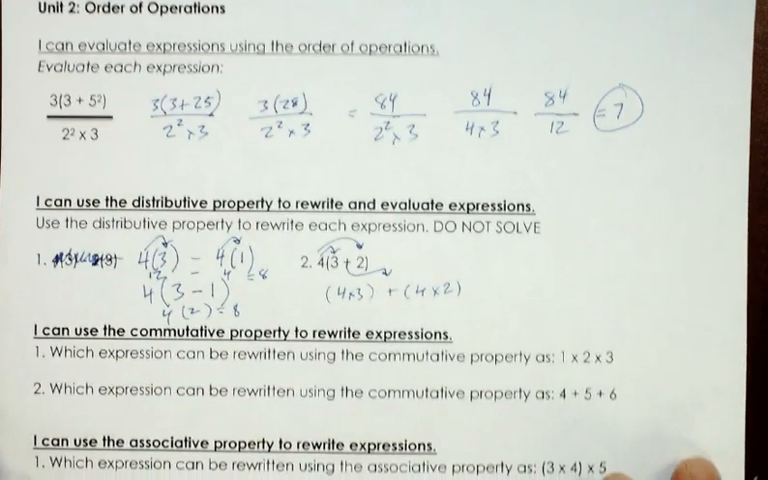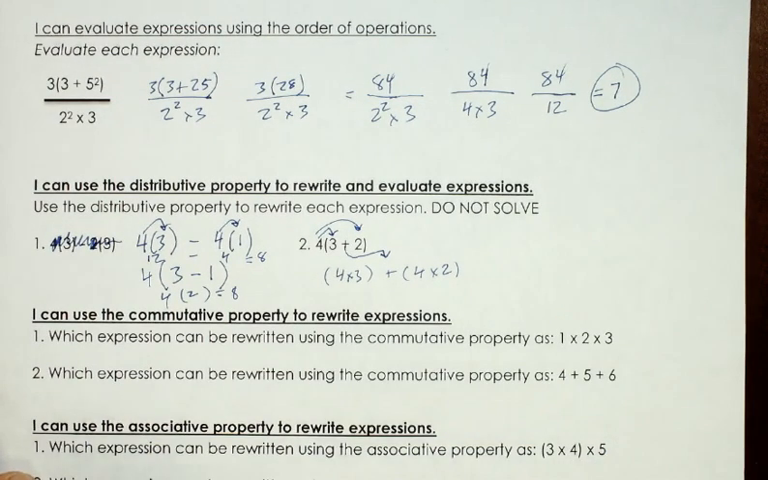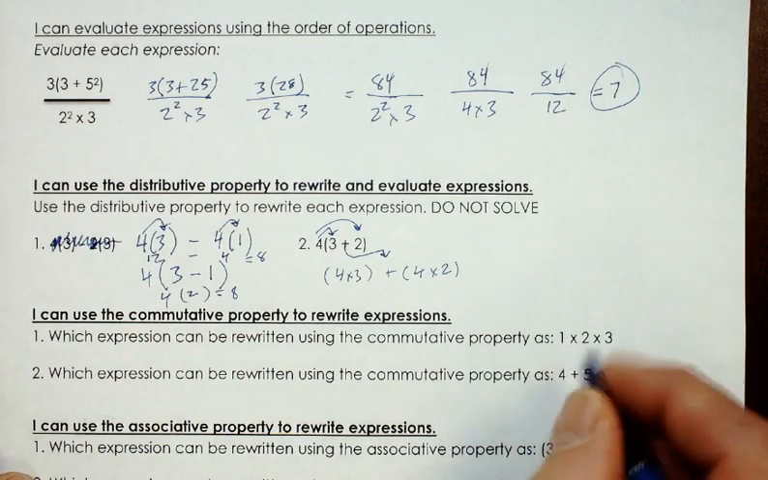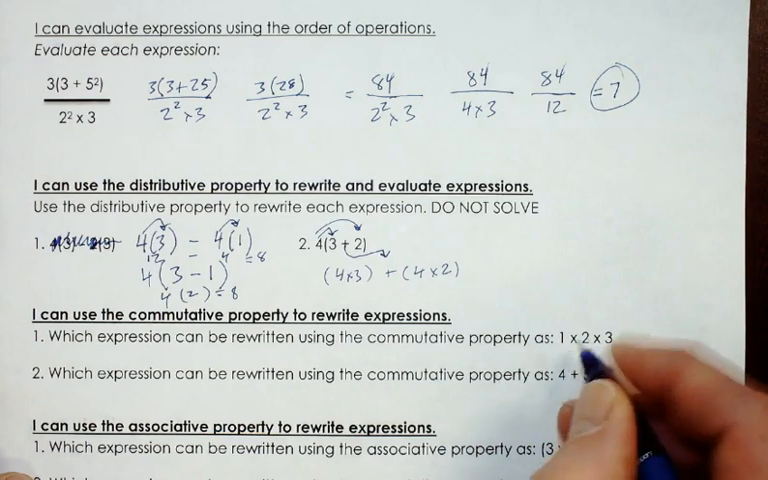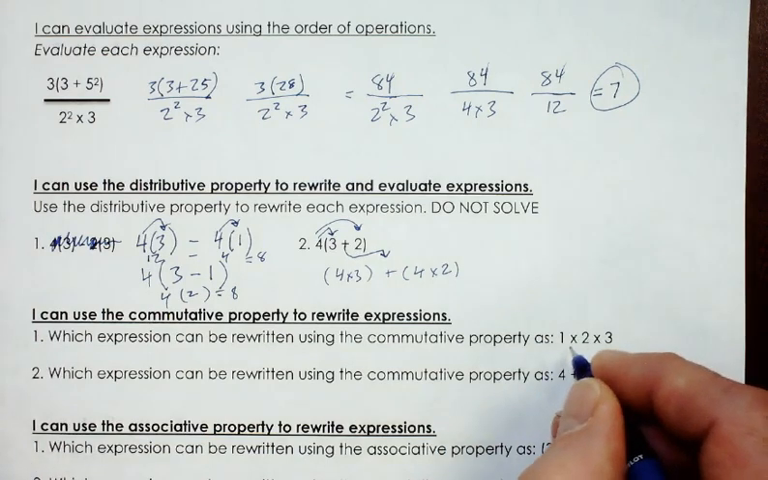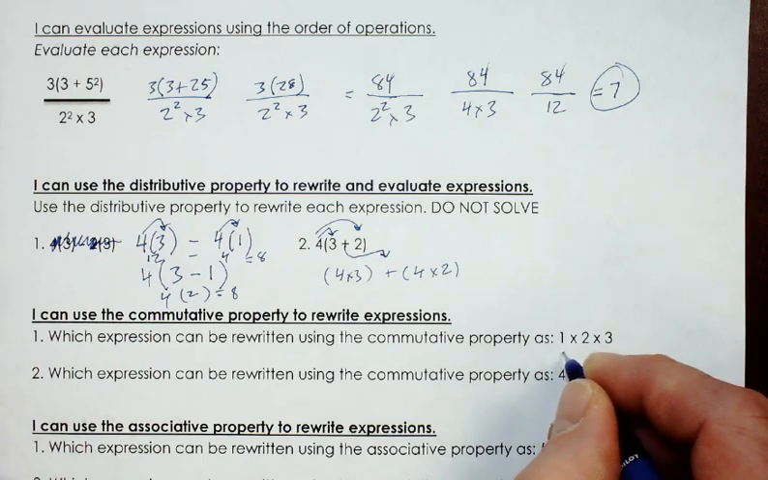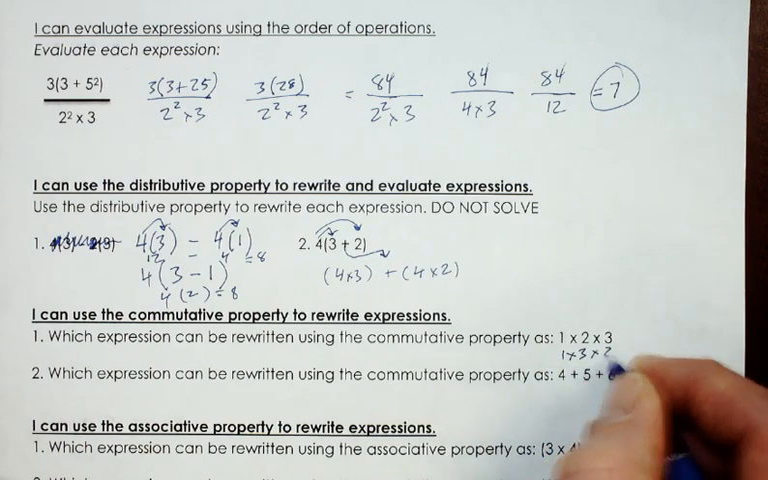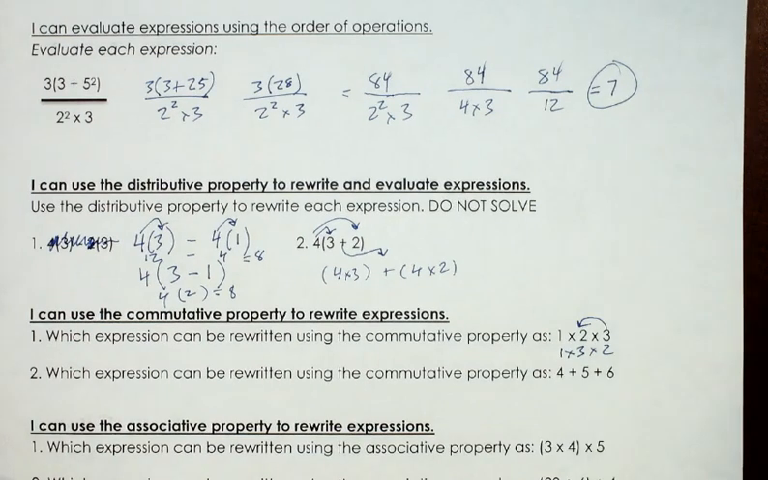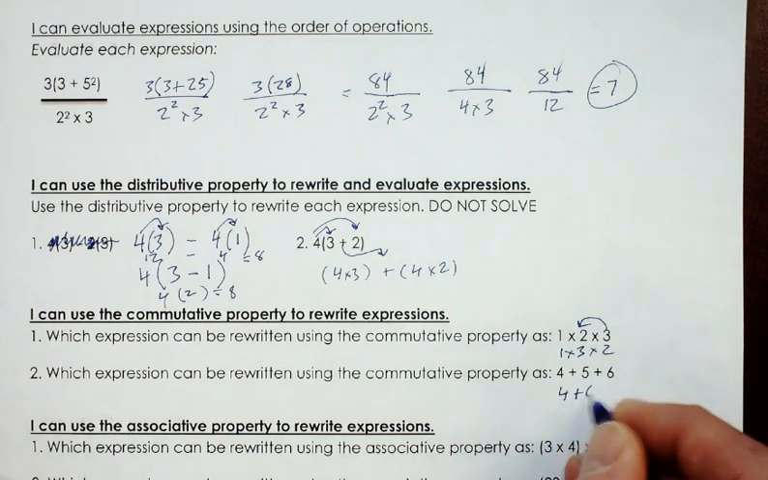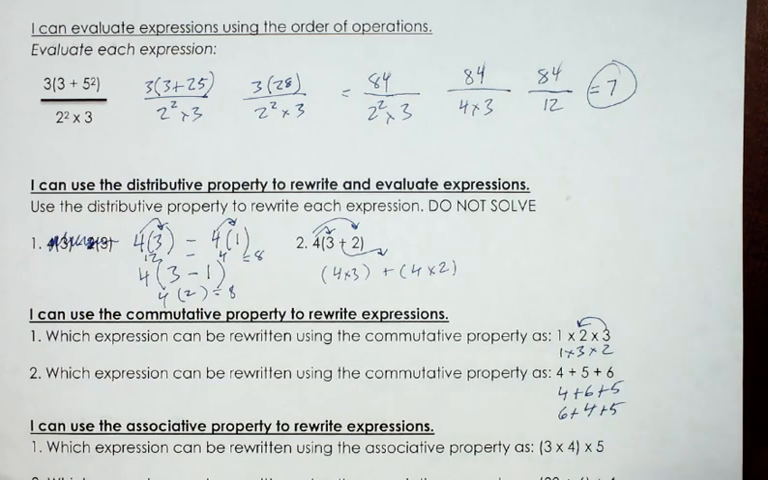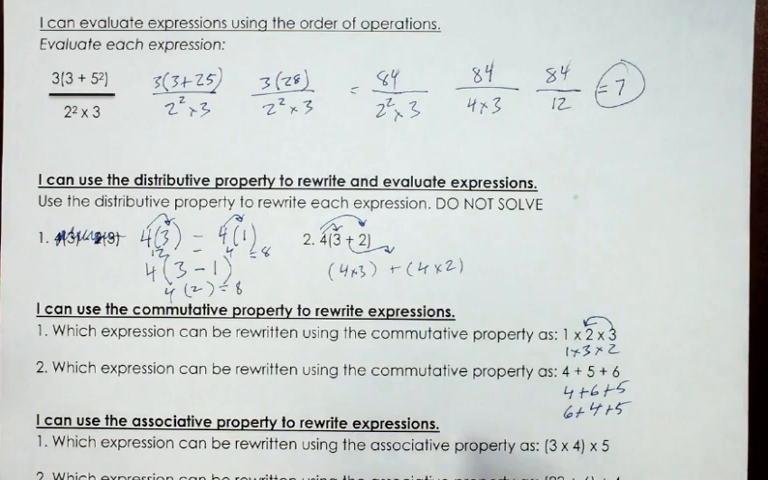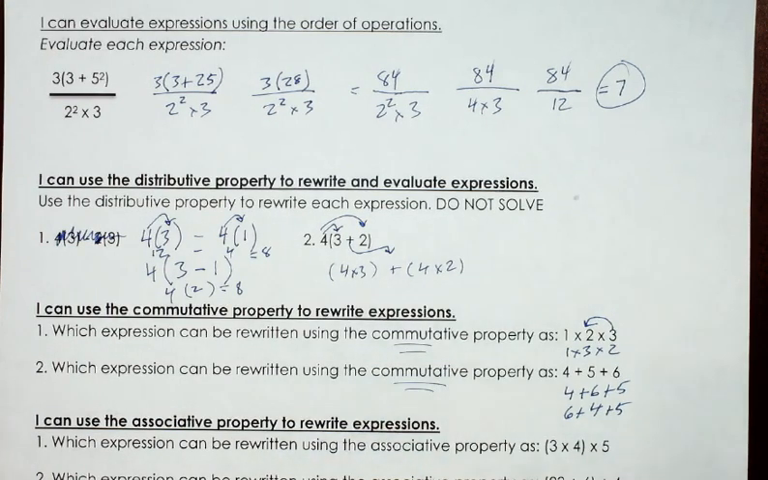Okay, which expression can be rewritten using the commutative property as 1 times 2 times 3? Well, remember, the commutative property just means that numbers can move around. They can commute back and forth. So that's with addition and multiplication. So I could just rewrite this one as 1 times 3 times 2. In other words, I can just move the 3, and that's not going to make any difference there. Here's another one. 4 plus 6 plus 5. I can do that, or I can do 6 plus 4 plus 5. You can rearrange and move the numbers around. That's the commutative property. Again, remember the word commute means to move.